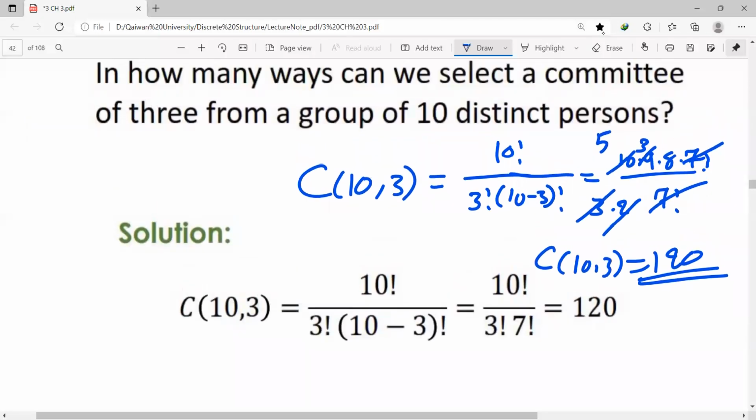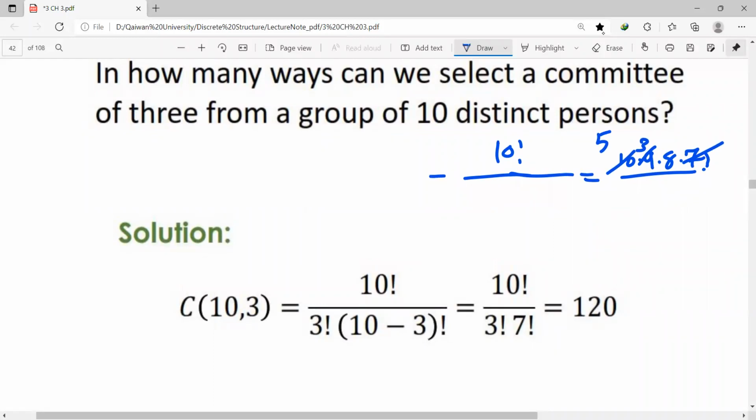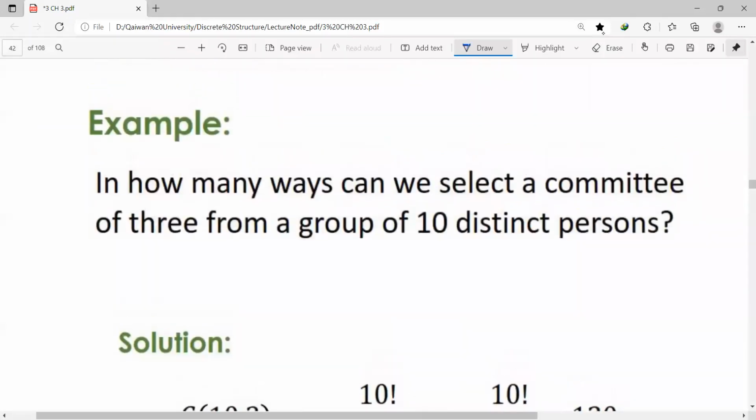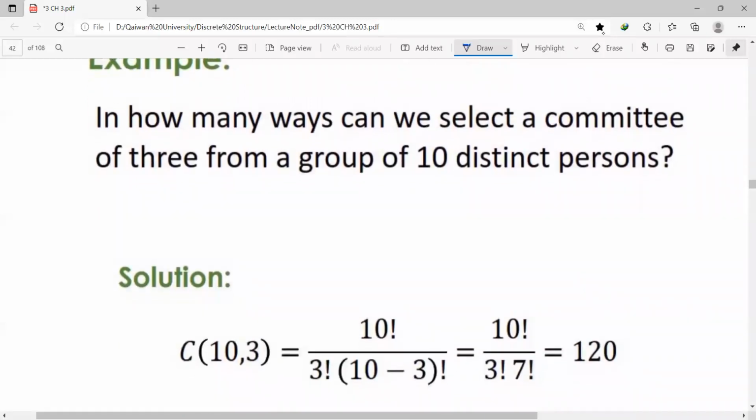So this is not recorded actually. Let me do it again because I haven't recorded this one. We have this example. In the example, it says, in how many ways can you select a committee of 3 from a group of 10 distinct persons? We have 10 persons. From these 10 persons, we want to make a committee of 3.